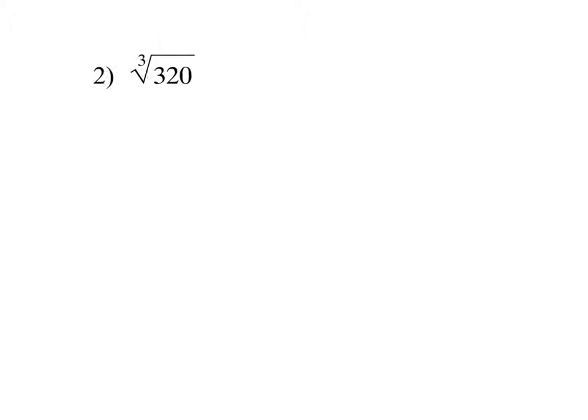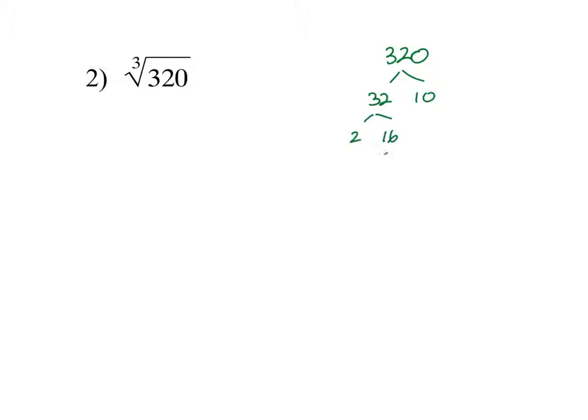So the next one, the cube root of 320. Again, I'm going to start by factoring 320. So this is 32 times 10. So this is 2 times 16. This is 2 times 8, sorry. So this is 2 times 4, and 2 and 2. And this is 2 times 5. So that means I have 1, 2, 3, 4, 5, 6 twos times 5.